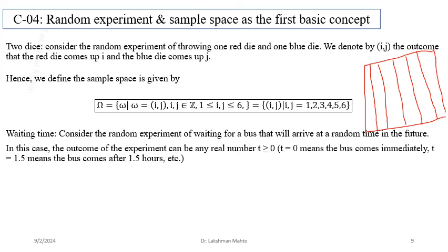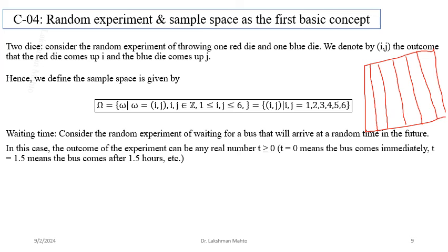Now take another example. Everyone might be taking a bus, at least students staying in the hostel. So talk about the experiment of waiting time for a bus. You have already been assigned a bus, but suppose you miss it. What do you have to do? You go to the nearest bus stop, Shantiniketan, and wait there. The random experiment is the waiting time for a bus.